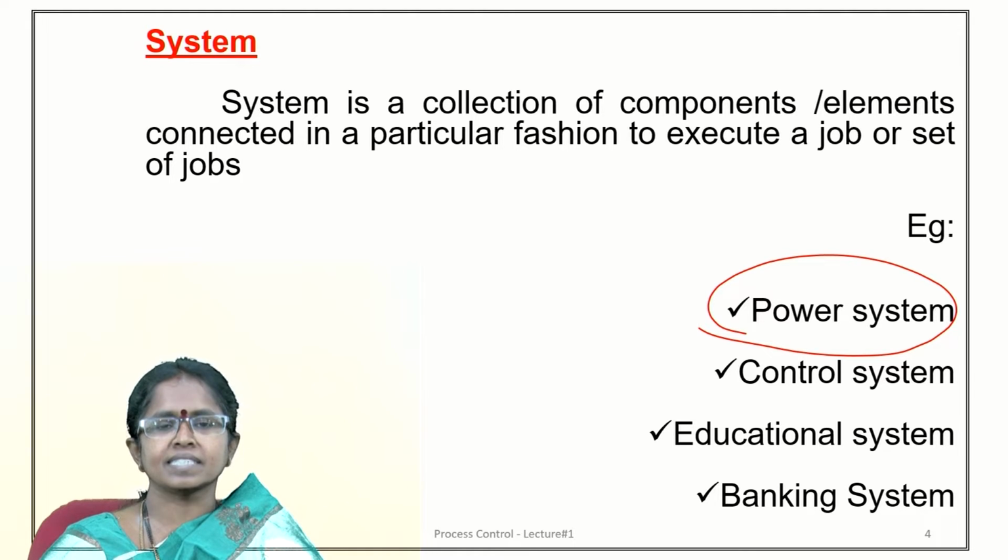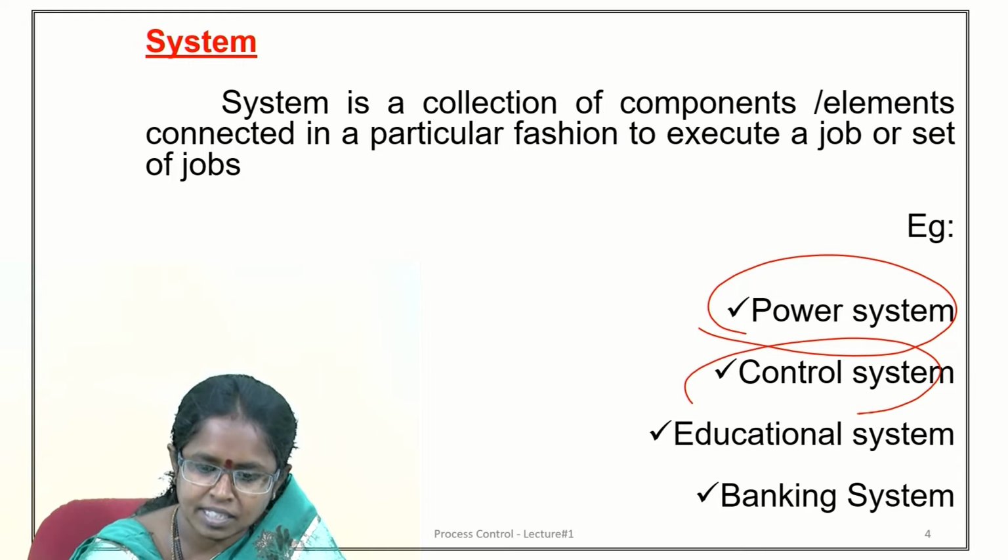Because in a power system, what are all the components present? There may be a generator, a load, buses, transmission lines. So there are a number of components, all connected in a sequence and performing a specific function. What is the function it is performing? We are trying to generate the power, right? So the power system can be called a system.